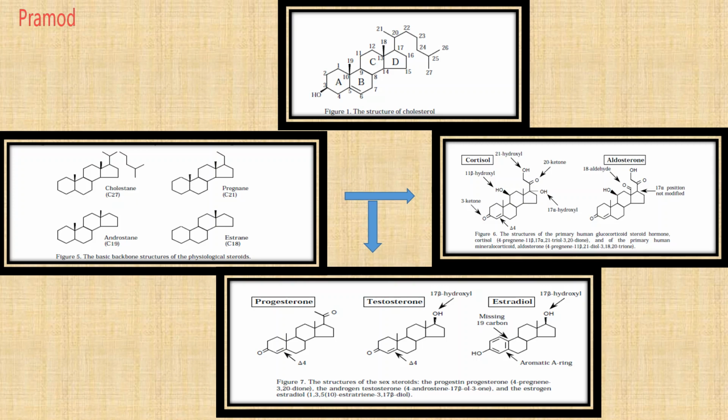In testosterone, there is no alkyl substitution at the 17th position. There is an OH at the 17th position, a carbonyl at the 3rd, and the double bond is at the 4th position. Rest all things, methyl at the 10th and the 13th position, are the same. Next is estradiol. First, the A ring is aromatic, that is, it is completely unsaturated, with an OH at the 3rd position and an OH at the 17 beta position. So this is your structure.